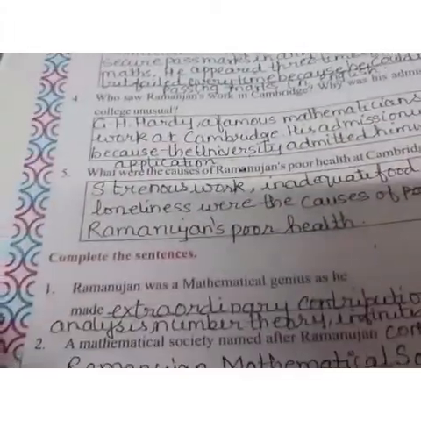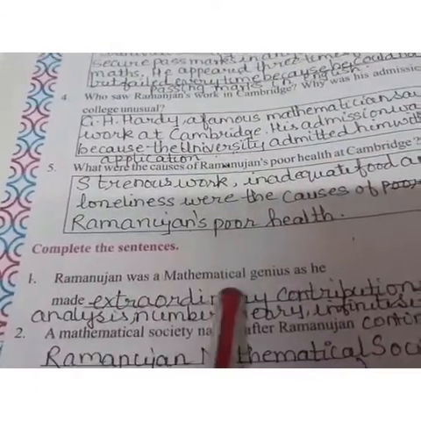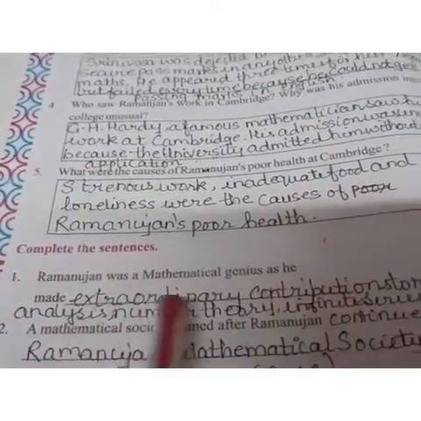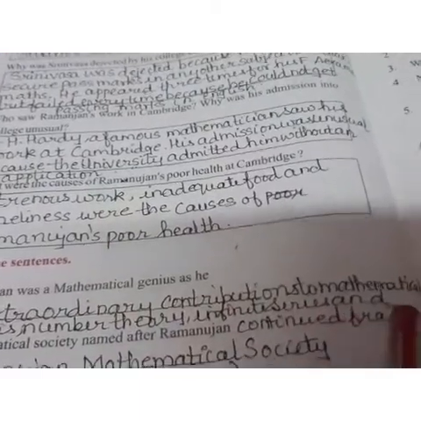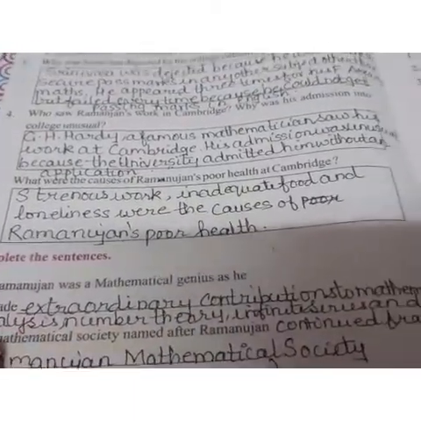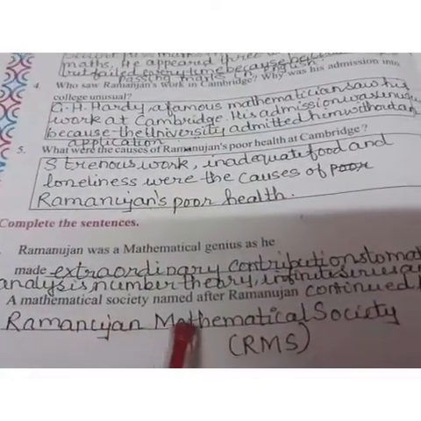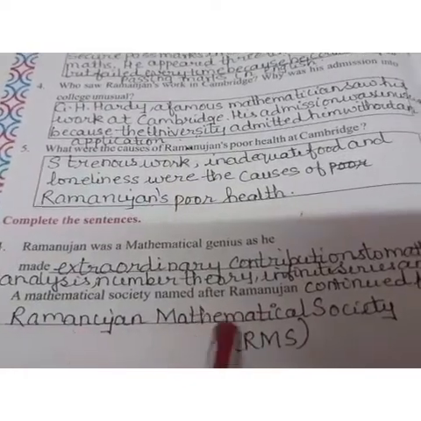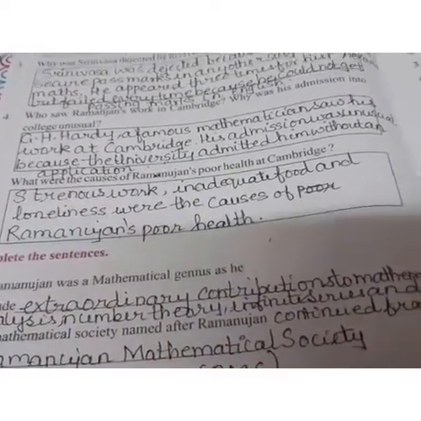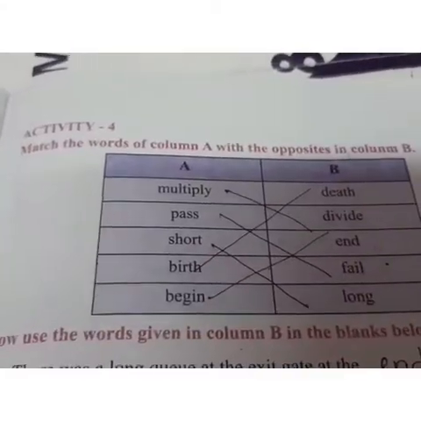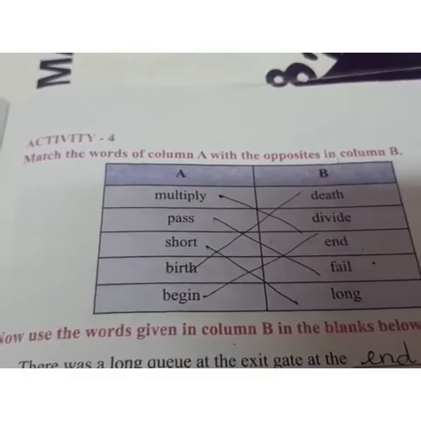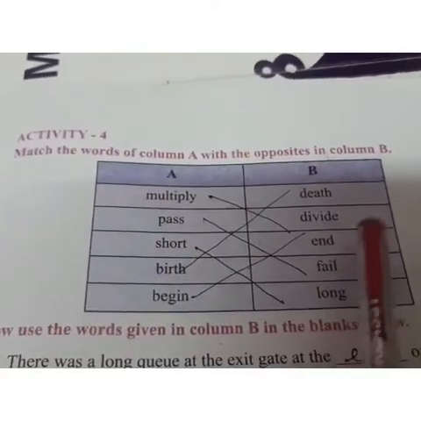Now, complete the sentences. Ramanujan was a mathematical genius as he made extraordinary contributions to maths and mathematical analysis, number theory, infinite fractions, and continued fractions. A mathematical society named after Ramanujan is the Ramanujan Mathematical Society, RMS. Now comes activity 4. Here you have to match the words. Match the words in column A with the opposites in column B. That means the opposites of these words are given in column B.